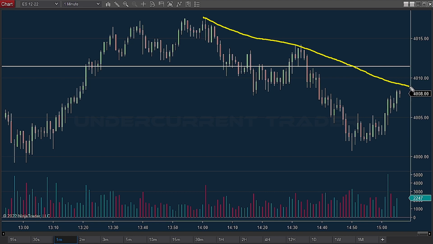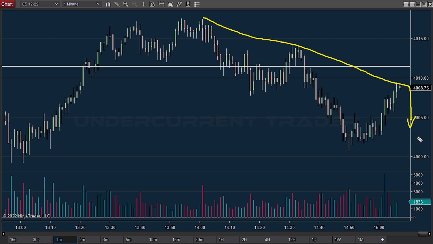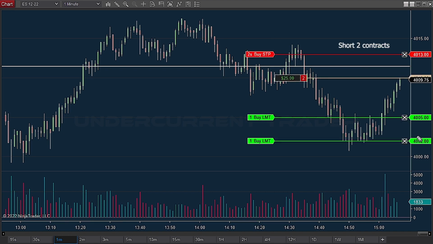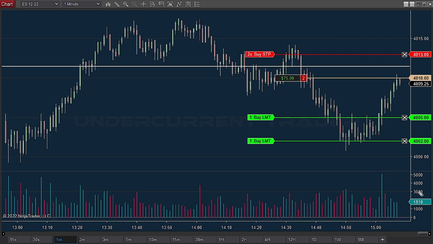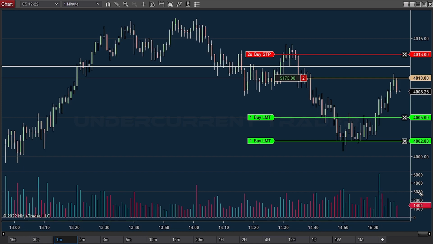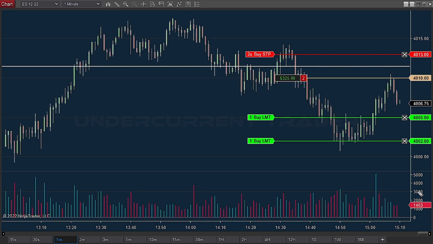line, which I think acts as resistance and indicates that a change in trend could be imminent. Based on this assumption, I decided to enter the market for a short scalp. Order submitted. Order filled. Target filled.